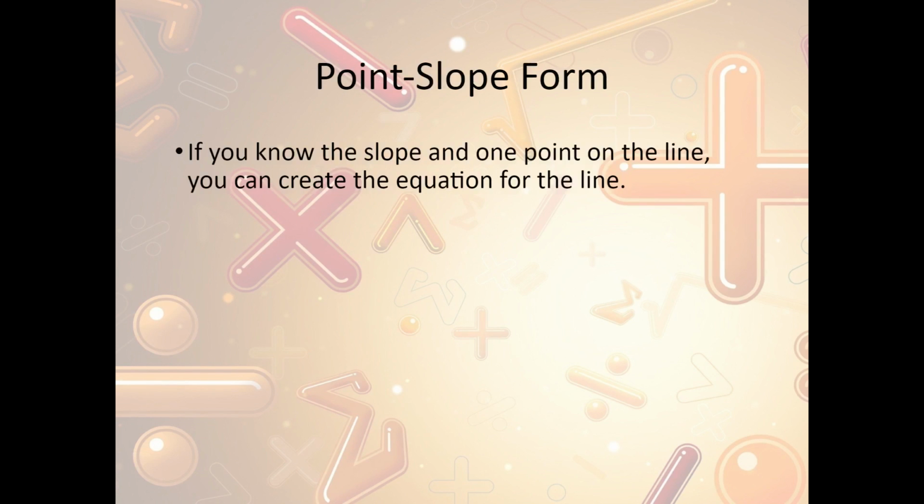Now what is point slope form? We use point slope form if we know the slope and one point on the line. We can still create the equation for the line even though we don't have the y-intercept. And here's how we do it. We know that slope is y equals mx plus b, and we plug in the slope for m. So whatever the slope that's given to us, we plug that in for m.